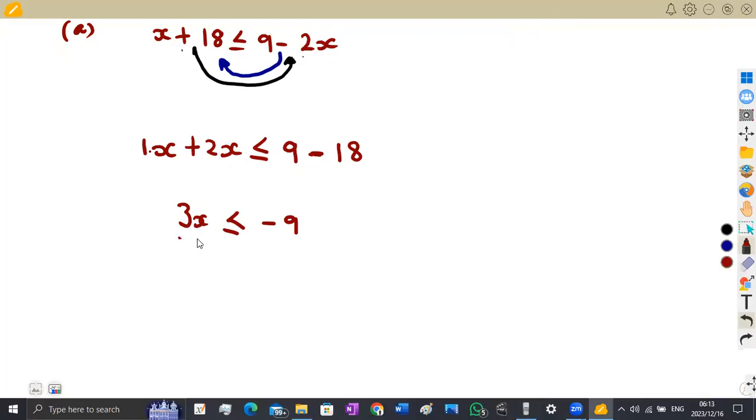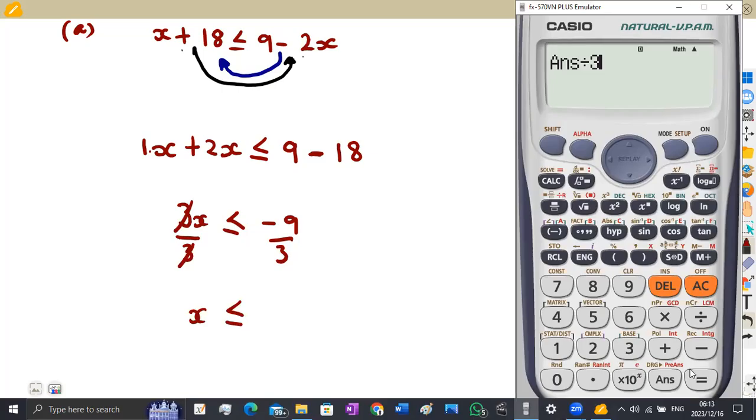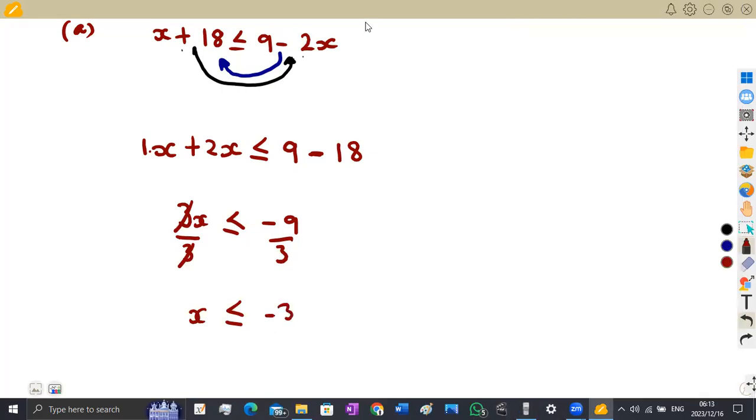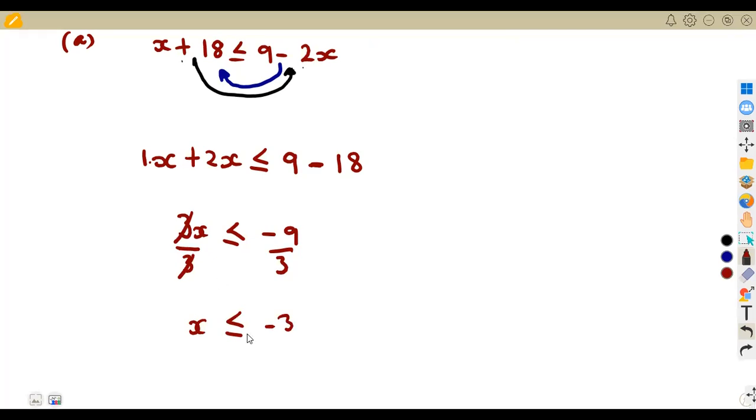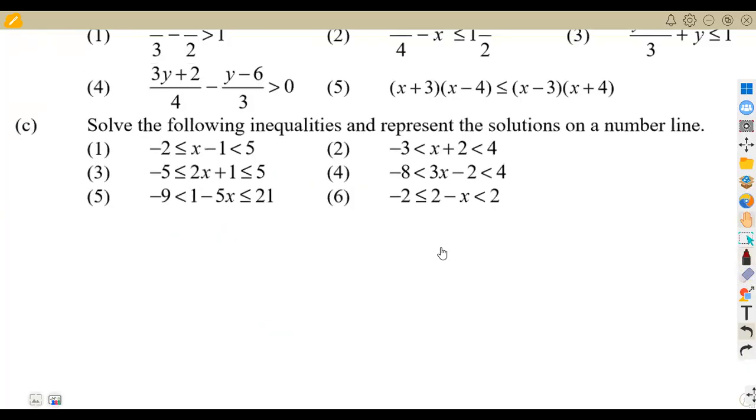So for you to find x, you can divide by 3, divide by 3. You are dividing by a positive 3, so this does not affect the inequality sign. All right, so if we divide our answer by 3, we're going to get a negative 3. Okay, so dividing by a positive number, like I said, does not affect your inequality sign. The inequality sign remains as it is.